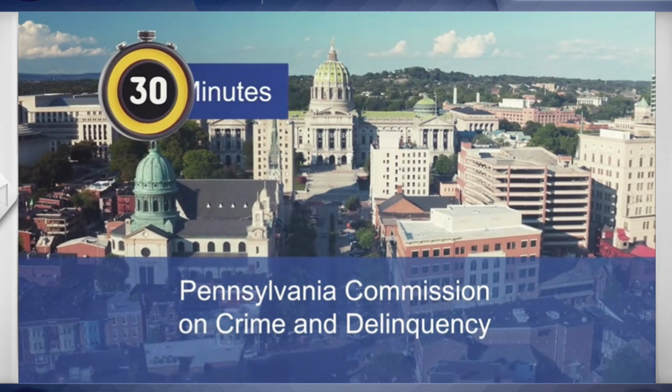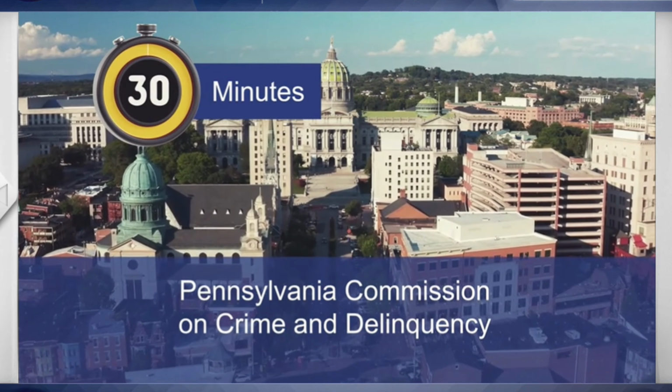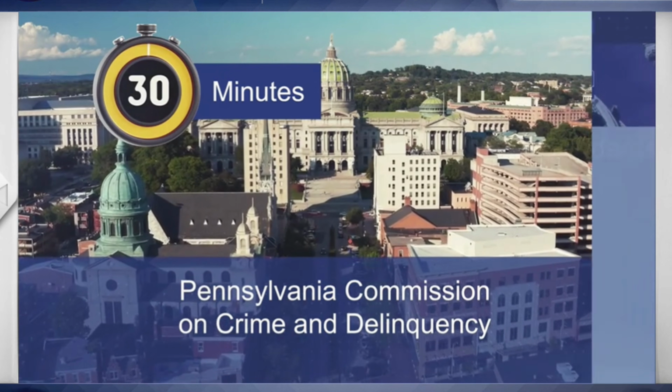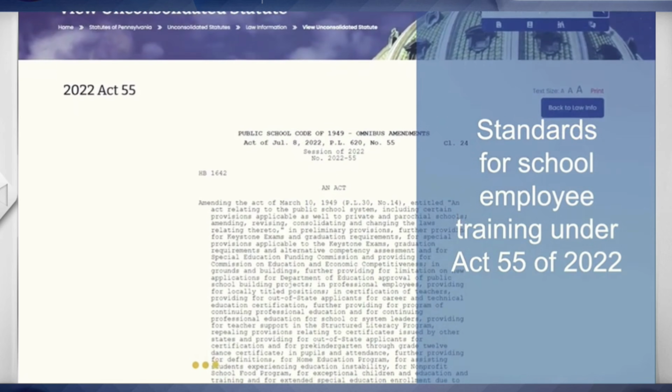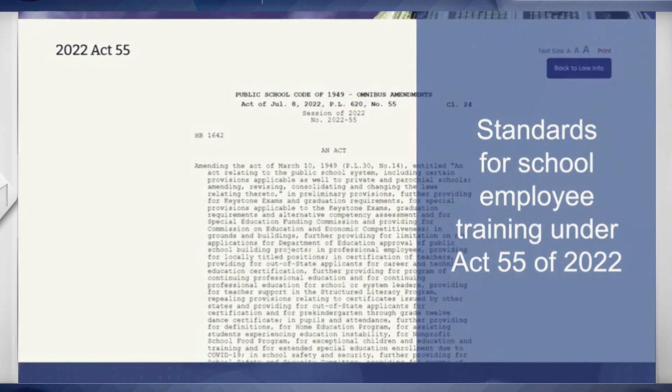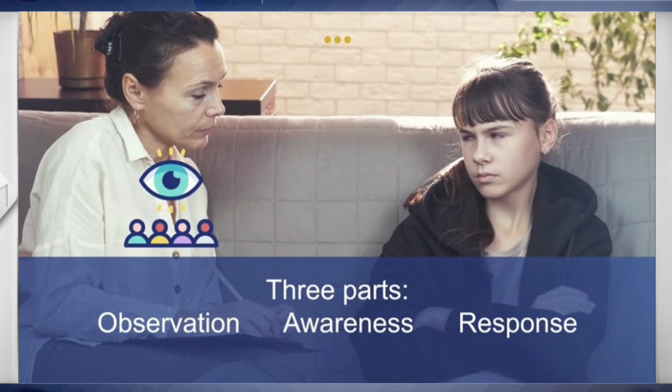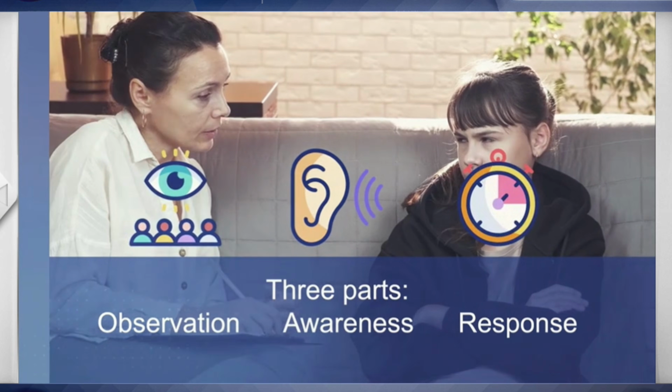The training will last 30 minutes and has been approved by the Pennsylvania Commission on Crime and Delinquency to meet the required standards for school employee training under Act 55 of 2022. This module will consist of 3 parts: observation, awareness, and response.